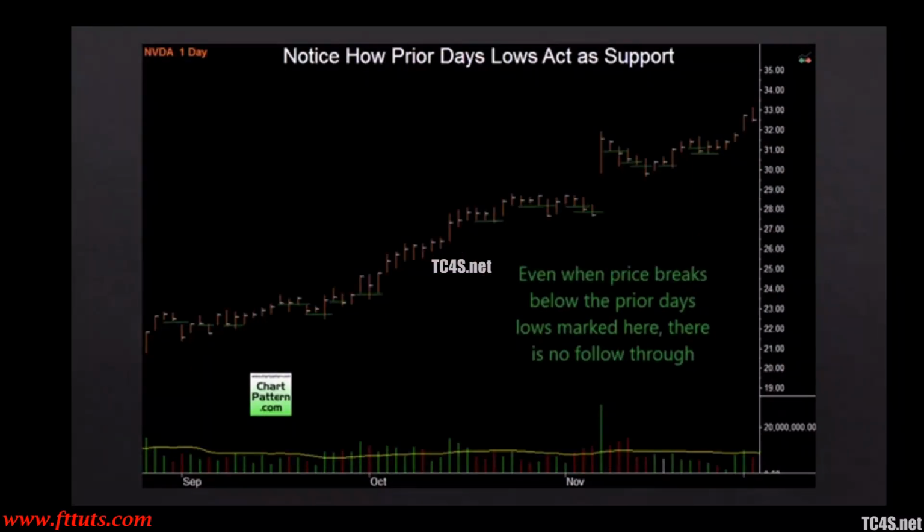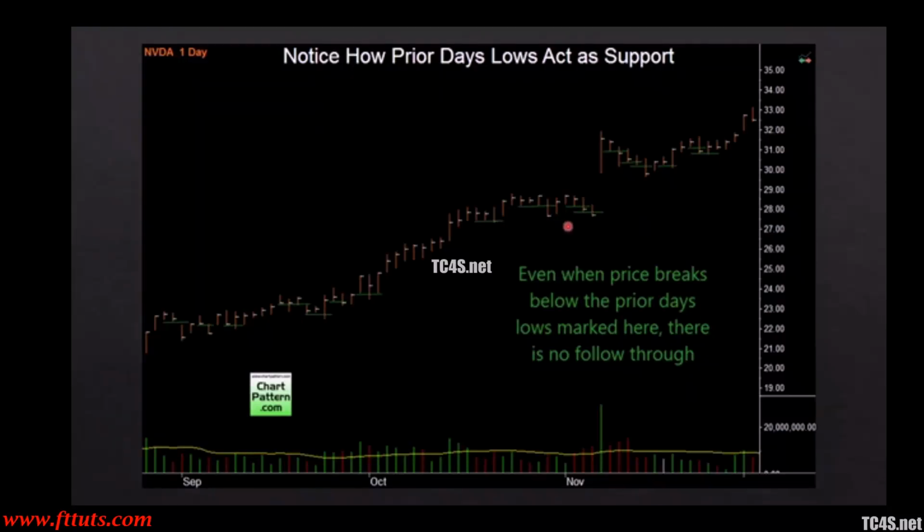Now, I put in a chart here showing how the prior day's lows act as support in an uptrend. And notice the behavior as price breaks lows in an uptrend. Breaks below, no follow through. Breaks below, back above. Breaks below, closes higher. Breaks below, closes higher. Breaks underneath, rallies up and takes out the entire previous couple of days. This is the reaction of an uptrend. Yes, they will shake out underneath like they did here, but there won't be any follow through.